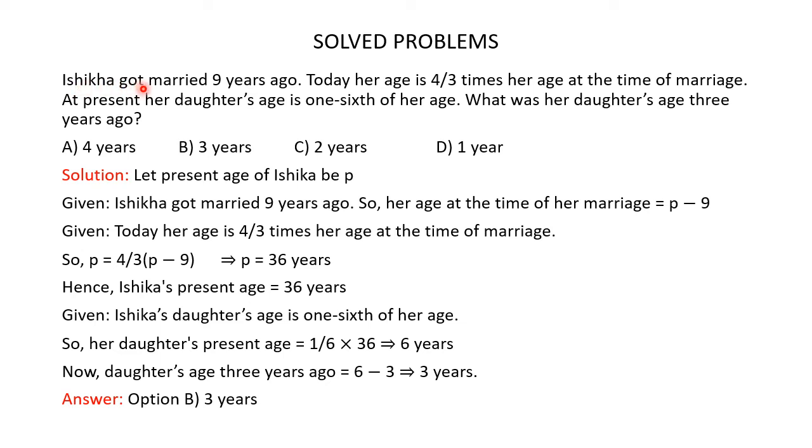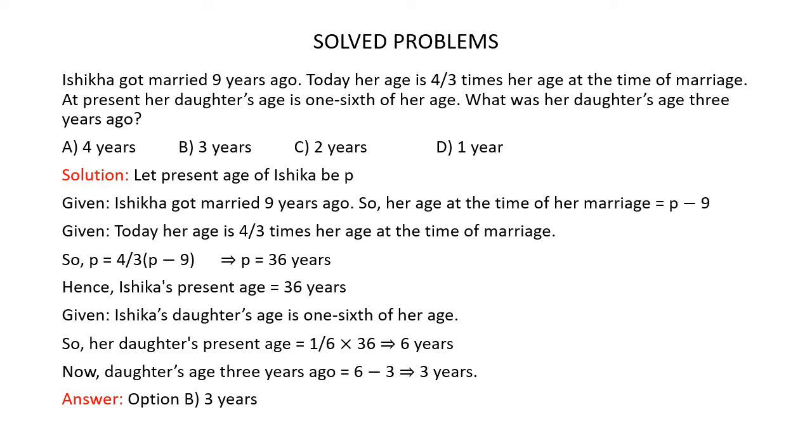Ishika got married 9 years ago. Today her age is 4 by 3 times her age at the time of her marriage. At present, her daughter's age is 1/6 of her age. What was her daughter's age 3 years ago? You are given 4 options here and you have to find out which of these options is the correct one. So here you are asked to find what was the daughter's age 3 years ago. To find her daughter's age 3 years ago, first we have to know her daughter's present age.